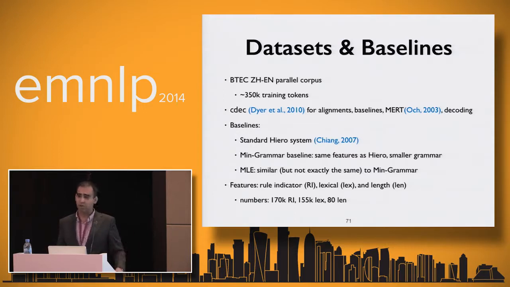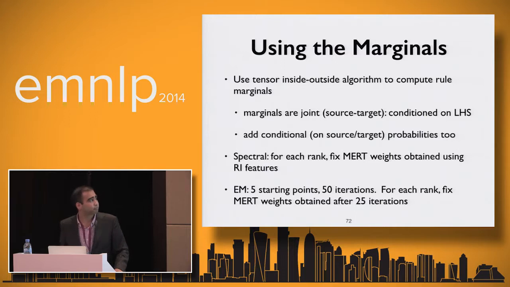We also had a corresponding minimal grammar baseline, so the exact same features as the standard Hiero system, except just with a much smaller grammar. And we had a maximum likelihood estimate baseline, which is fairly similar to the minimal grammar, with a few differences in terms of the features, which you can look at in the paper. And then the features that I described before, rule indicator, lexical features, and length features, are essentially the ones that are used.